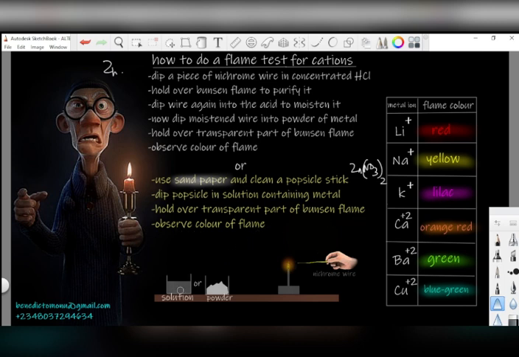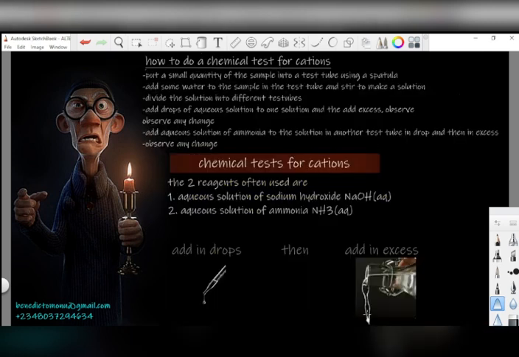So whether you're using a solution or using the powder, you hold it over the transparent part of the flame, and with your eyes, you monitor the color of the flame. The flame color for lithium, if there's a lithium ion present, is red. Sodium ion will give you a yellow color because sodium burns with a yellow light. Potassium will burn with a lilac color, purple color. Calcium is brick red or orange or rusty red color. Barium is apple green or just green color, while copper is a bluish green color of flame.